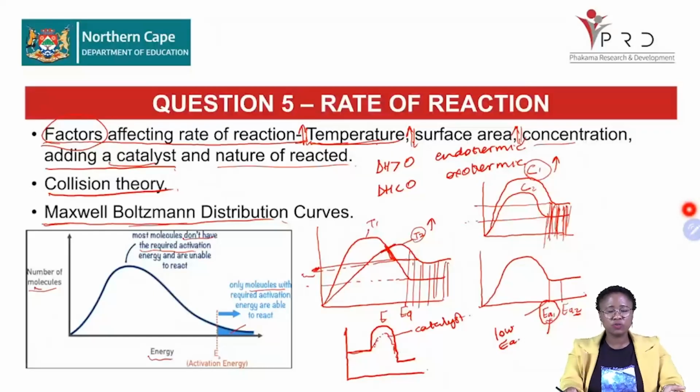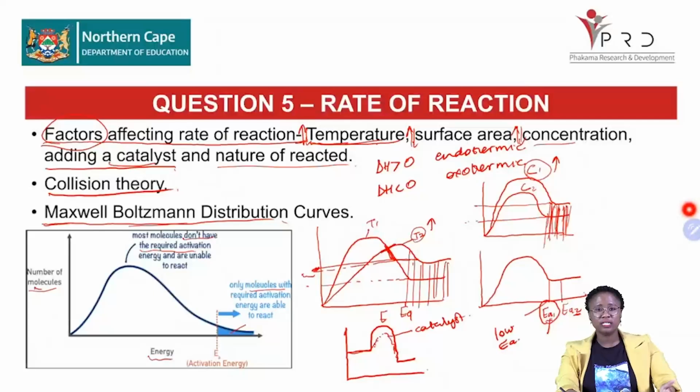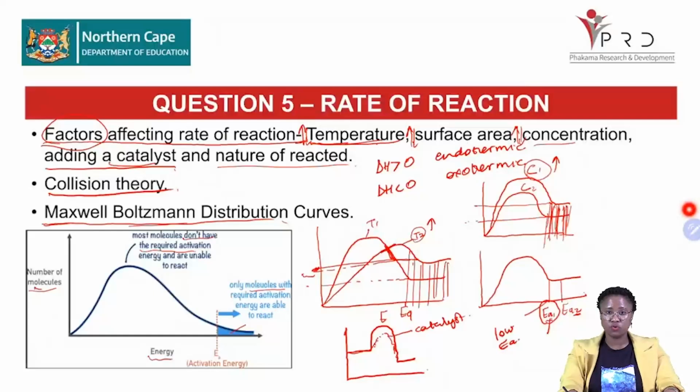What will make the rate of the reaction faster is what it is that you are going to change, and what it is that you are changing. Either the temperature is increased or decreased, or the surface area is increased or decreased, or the concentration is increased or decreased, or if they've added a catalyst, or the nature of the reactant that they have given you. I hope you guys now understand the differences between dependent and independent variables, and you will know how to deal with this question.